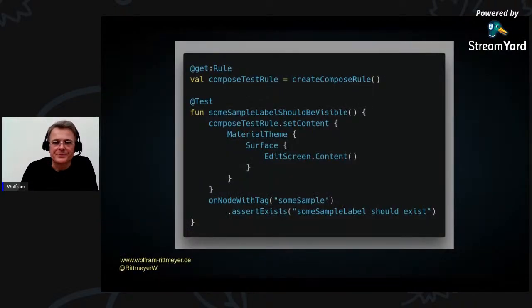And as you can see, the rule is at the top. Then you set a specific content that you want to test on, and at the bottom you say on node with tag, I assert that this node exists in this case.